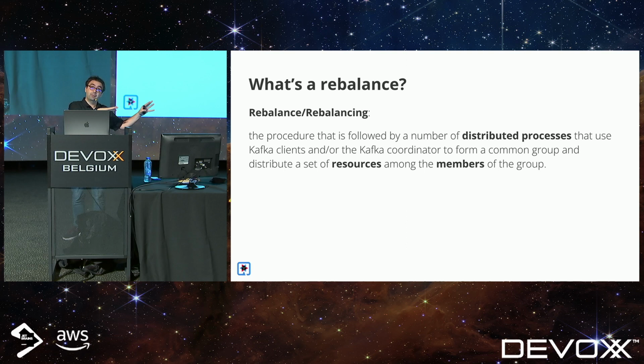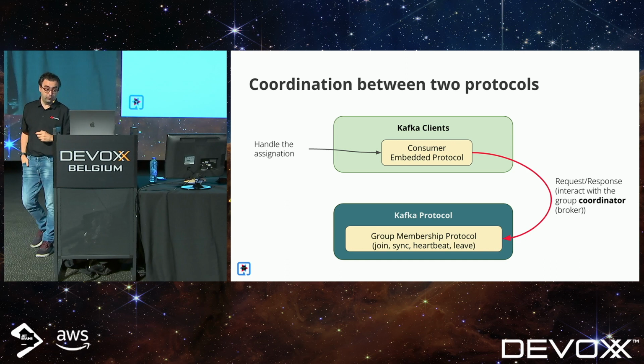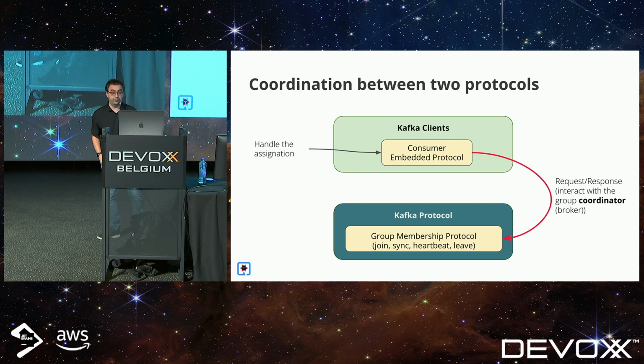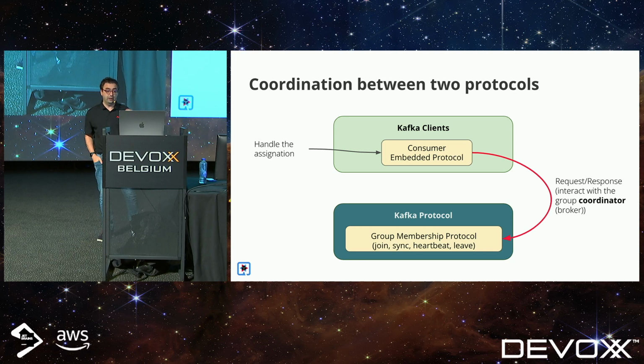So how does it work? First, it's two protocols, one which is in the client and one which is in the broker. In the client, it's what we call the consumer embedded protocol, which will handle the assignment.